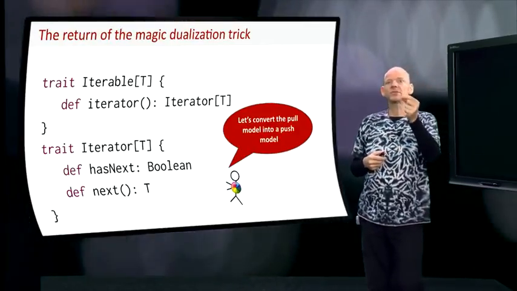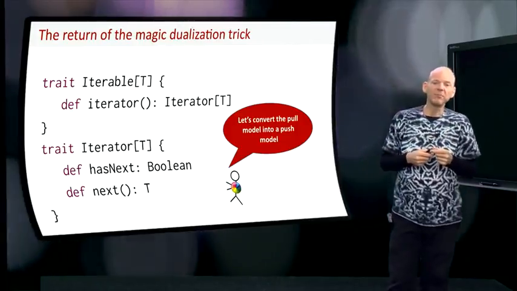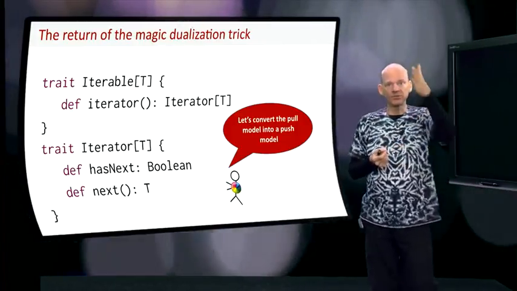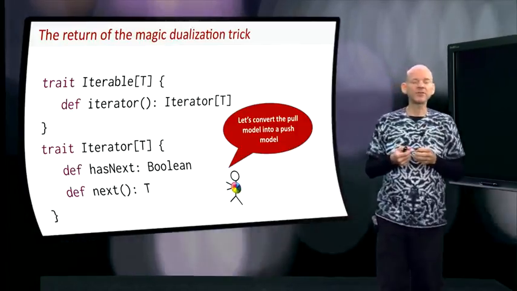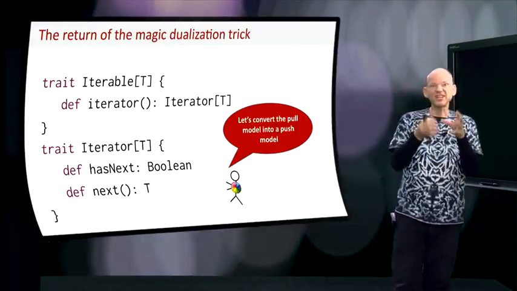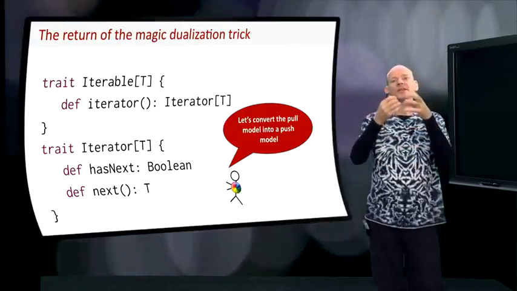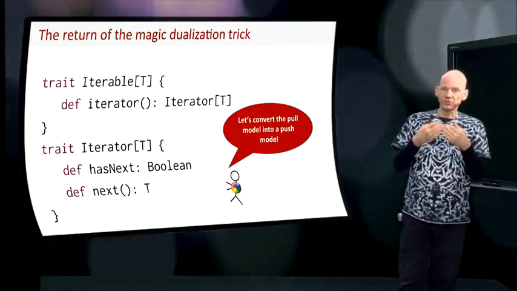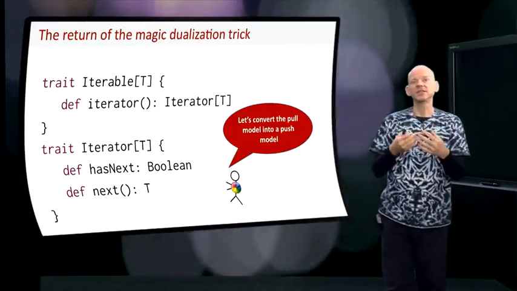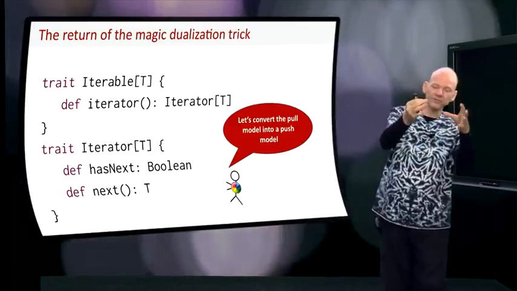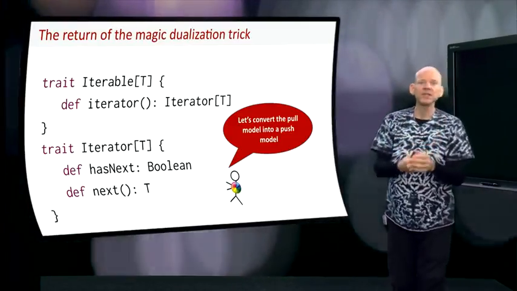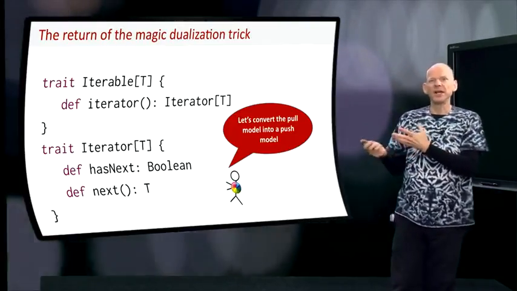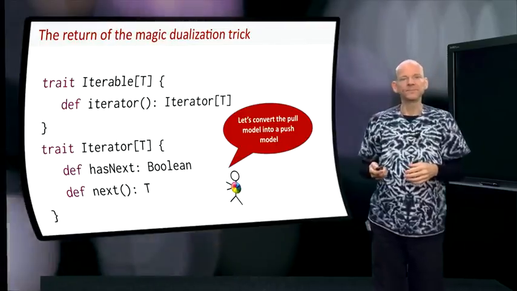So what we want to do is use our magical dualization trick to take this type of iterables that are synchronous streams and turn it into a type that represents asynchronous streams. So things that have high latency. Just like we went from try of T to future of T, we're going to go from iterable of T to a new type, and that's observable of T.